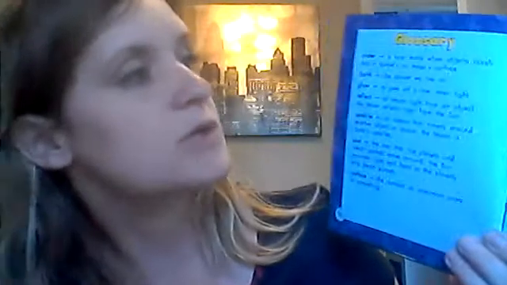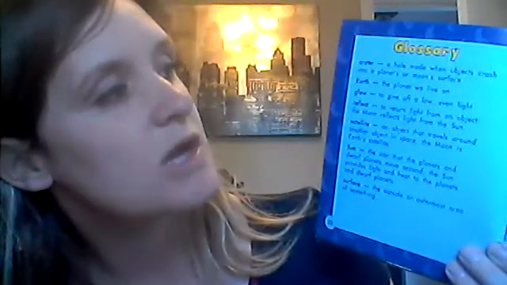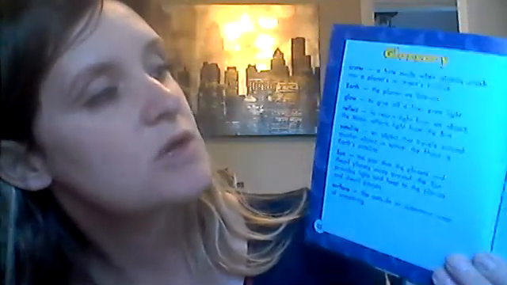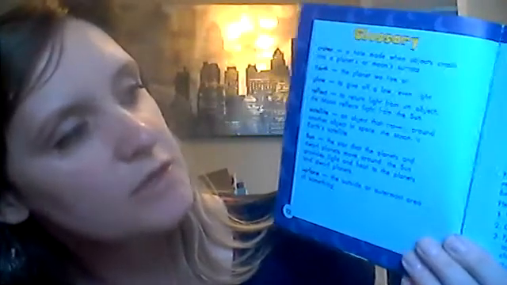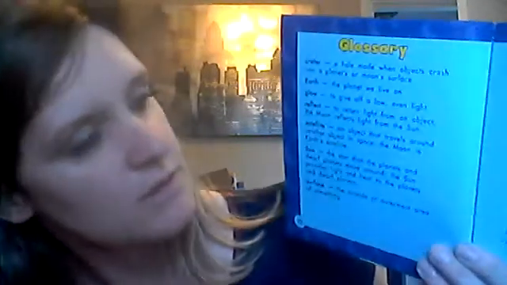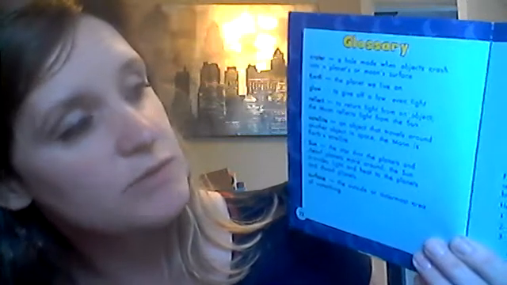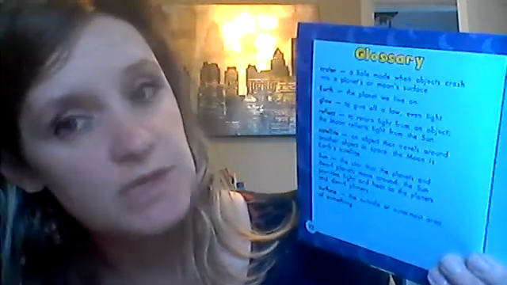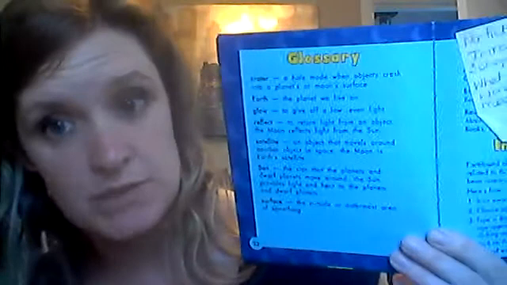Here is our glossary. Crater, a hole made when objects crash into a planet's or moon's surface. Earth, the planet we live in. Glow, to give off a low, even light. Reflect, to return light from an object. The moon reflects light from the sun. Satellite, an object that travels around another object in space. The moon is Earth's satellite.